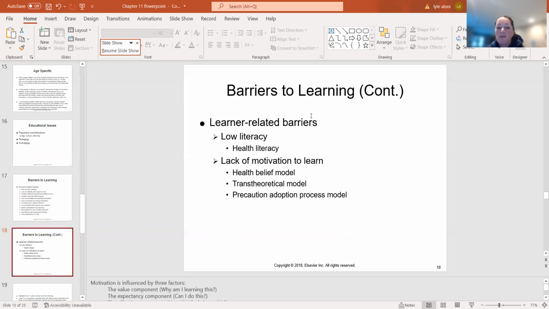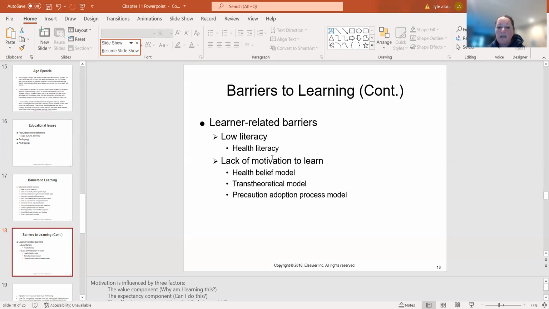Now we look at barriers to learning, and these are the ones from the learner perspective. So low literacy is a big one. So you have to really be sensitive. Just because you're meeting with adult clients doesn't mean that they have graduated from high school or even graduated from middle school. I have a family that I work with, and mom's on a 3rd grade reading level. So you have to really be sensitive to that.